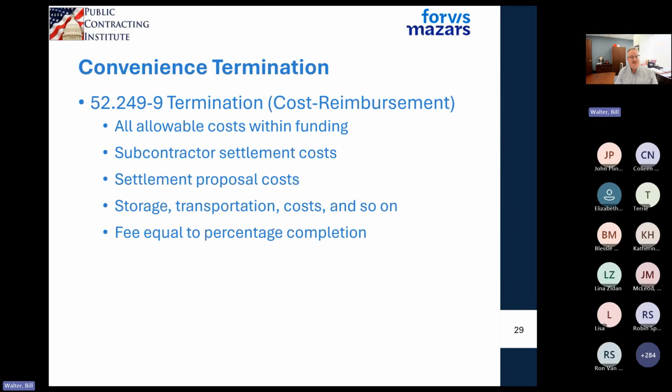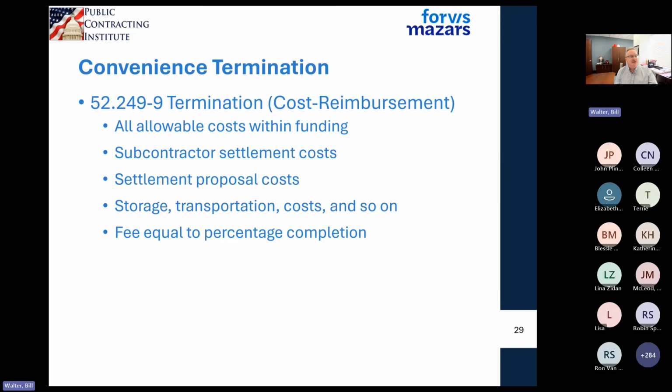You have to settle with your subcontractors. You may have a settlement proposal cost that you have to put together. Then it could be an outside accountant like us. It could be an outside law firm. It could be your own G&A people who are now doing something different.